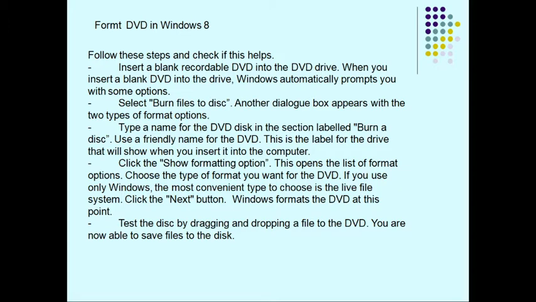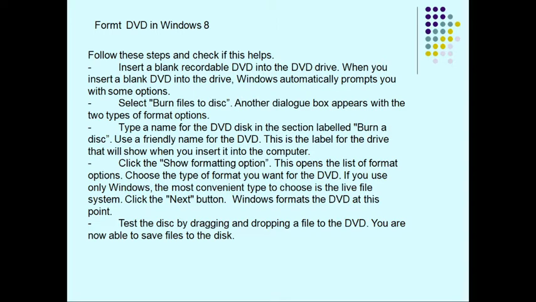Click the Show Formatting option. This opens the list of format options. Choose the type of format you want for the DVD. If you use only Windows, the most convenient type to choose is the Live File System. Click the Next button. Windows formats the DVD at this point.